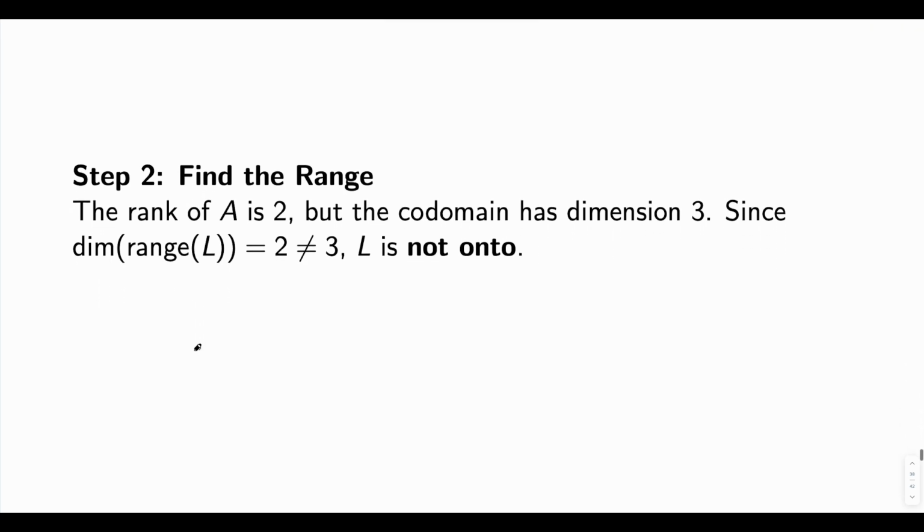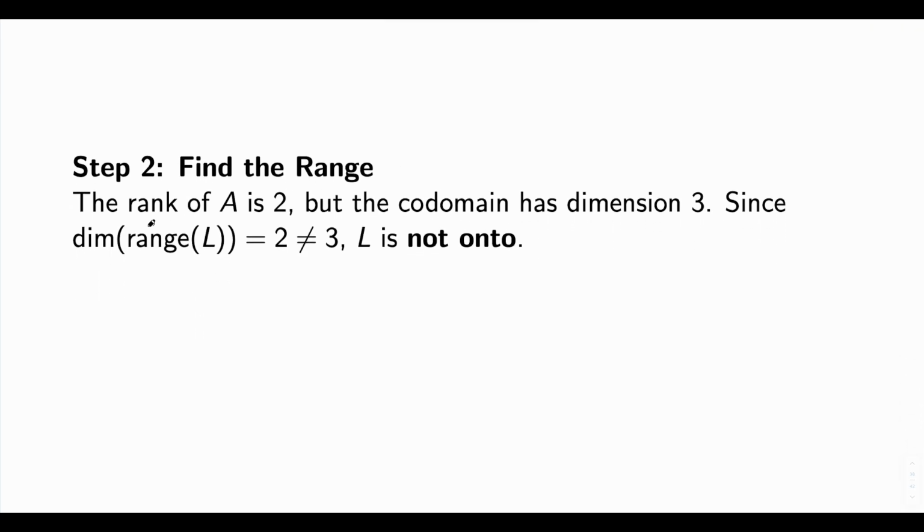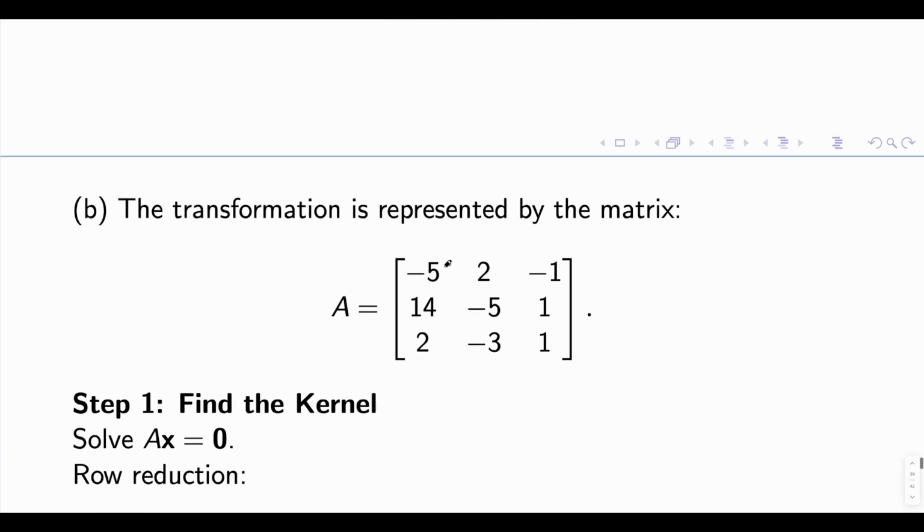Now find the range. Since the rank of A is 2, but the codomain has dimension 3, from R2 to R3 we have defined, right? And W is actually R3. So since the dimension of range is 2 only, not equal to 3, this map is not onto, right?